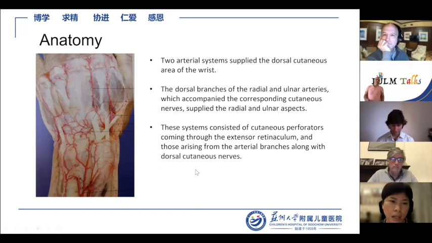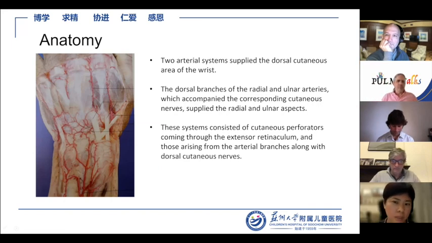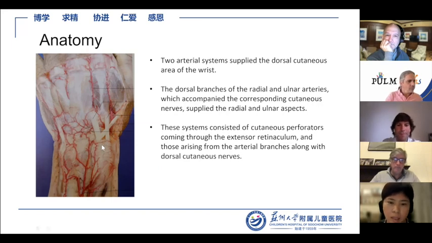And this is the anatomy. Two artery systems supply the dorsal cutaneous area of the wrist: the dorsal branches of the radial and ulnar arteries, which accompany the corresponding cutaneous nerves, supply the radial and ulnar aspects. These systems consist of cutaneous perforators coming through the extensor retinaculum and those arising from the artery branches along with the dorsal cutaneous nerves.